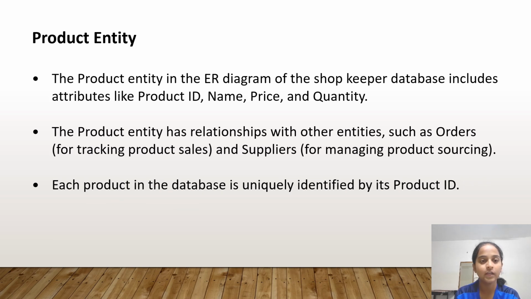So, the product entity. The product entity in the ER diagram of the shopkeeper database includes attributes like product ID, name, price, and quantity. The product entity has relationships with other entities such as orders for tracking the product sales and suppliers for managing the product sourcing. Each product in a database is uniquely identified by its product ID.